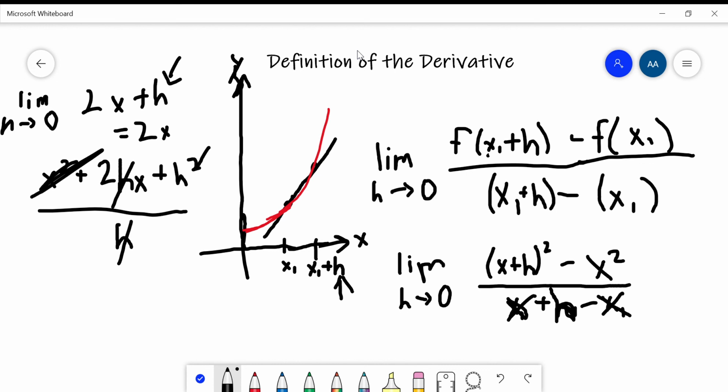Try this for a few of your own functions, maybe mix it up a little. I'm sure your calculus teacher will also give you some really nice functions to work with when you're doing the definition of the derivative.